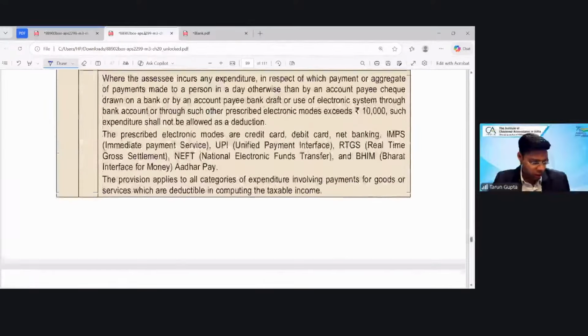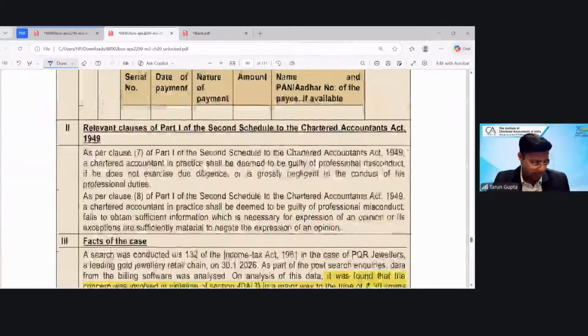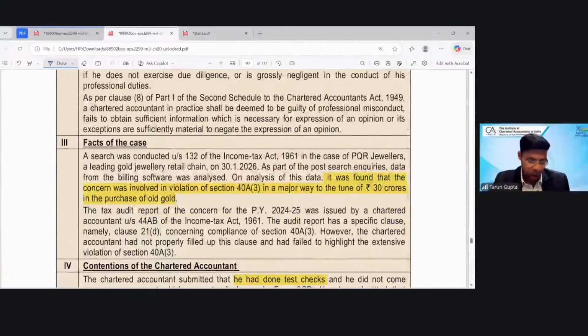So case lot 2 says that there was a search in the premises of a jeweler, and it was found that the jeweler had purchased gold amounting to rupees 30 crore in cash from different customers. But the CA has not disallowed anything under section 48(3).